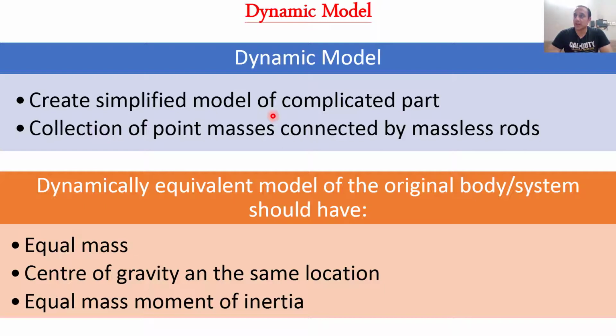Okay, so if the mass of the dynamic model is equal to the mass of the original system, and if the center of gravity of the dynamic model is exactly at the same position, same equation as the original system, and if the second moment of inertia of the dynamic model is equal to the second moment of inertia of the original system, then the dynamic model is a valid dynamic model. Otherwise, it will not be a valid dynamic model, and it will not basically be replicating the original model.